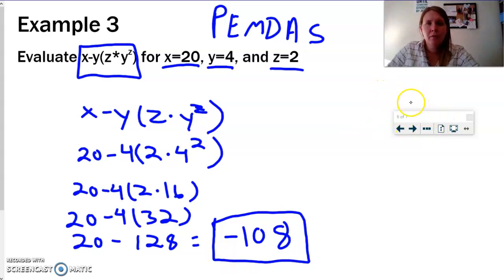Okay, so you will have a couple questions like this. Take it one step at a time. So start by rewriting it and plugging things in. Then worry about your PEMDAS. I think we have one more problem.